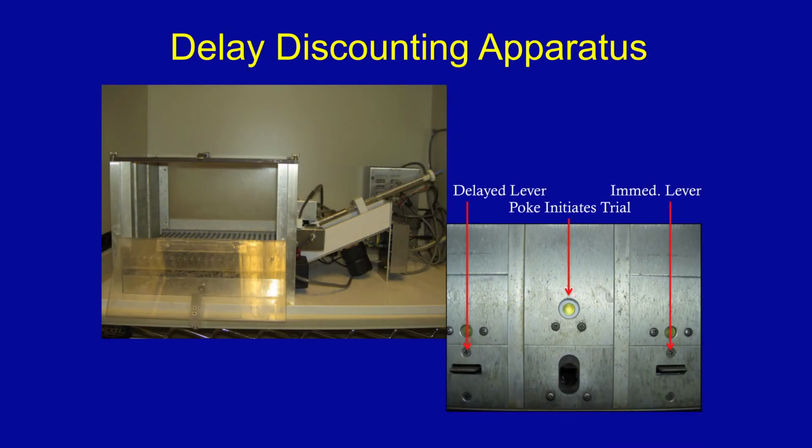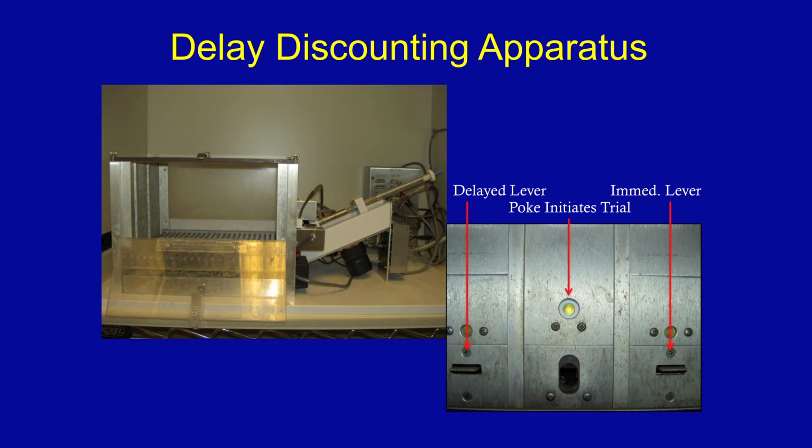So this is what the apparatus looks like. It's hard to see, but this is just a box that you can put the mouse in. And here is a little sipper tube that has sweet water that we can either retract so the mouse can't drink it, or deliver to the mouse so that they can. And we run this procedure where the mouse nose pokes here to say they're ready.